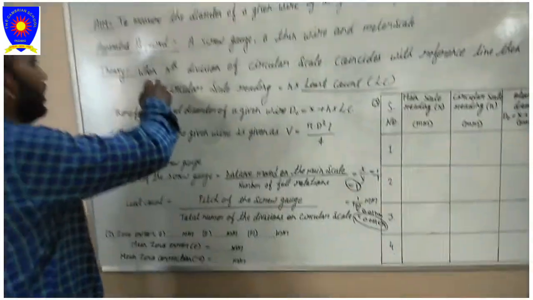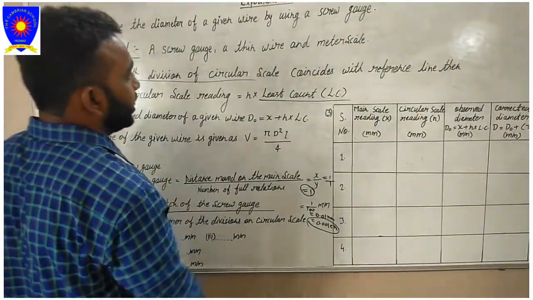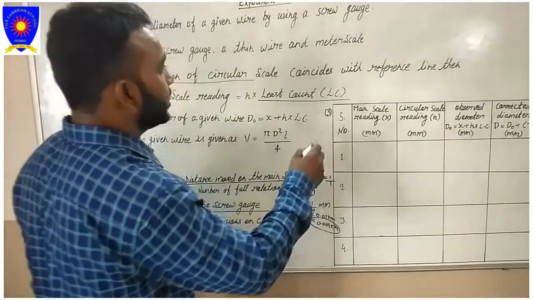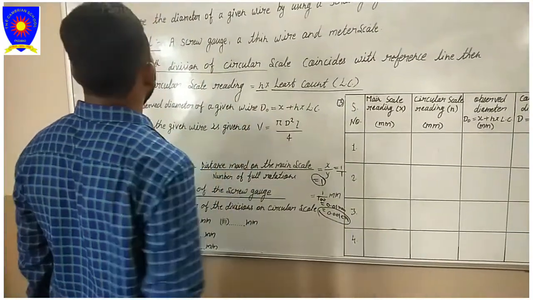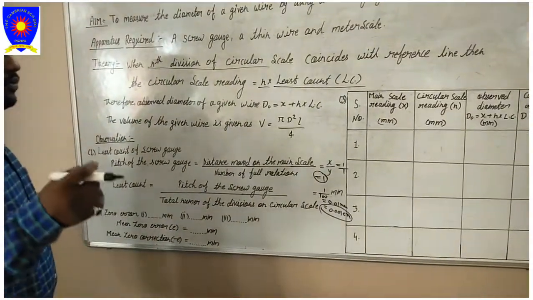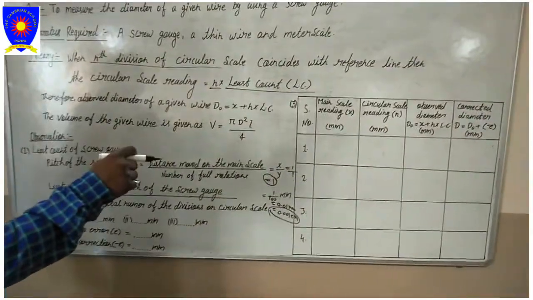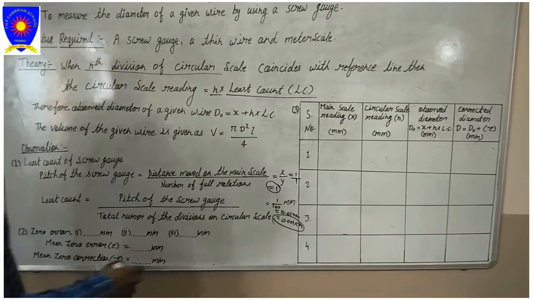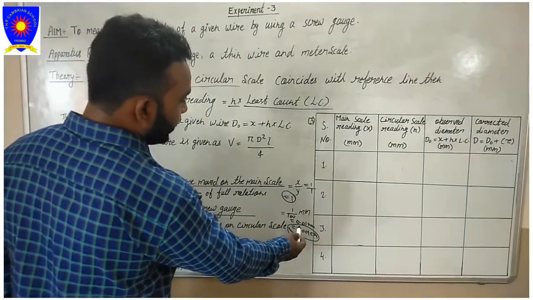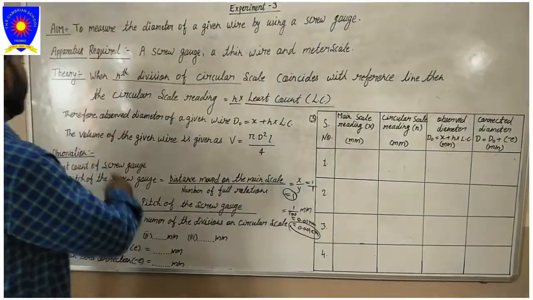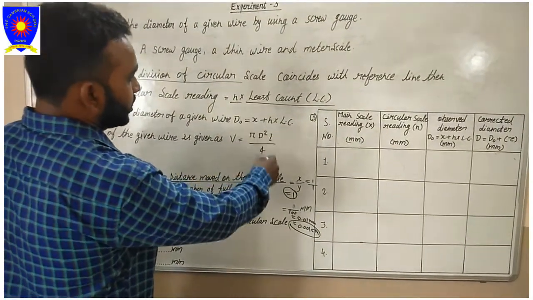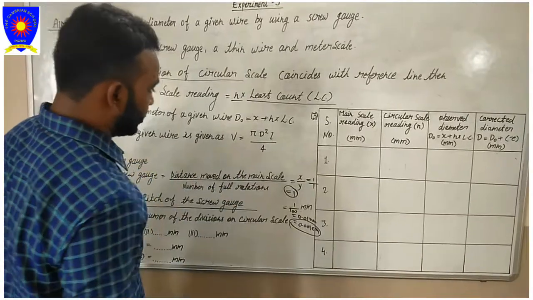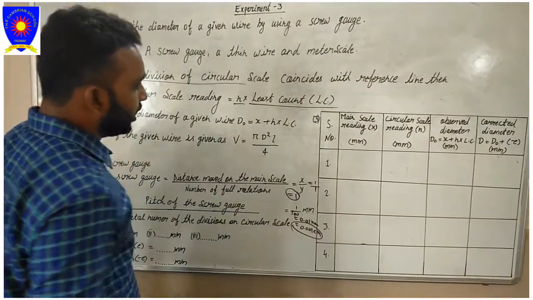According to the theory, when the nth division of the circular scale coincides with the reference line of the circular scale reading, n is the nth division which is coinciding with the main scale. So n into least count, and we know the least count is 0.01 mm. Therefore the object diameter of the given wire is x plus n into least count. I will tell you what x is: x is the distance moved on the main scale.